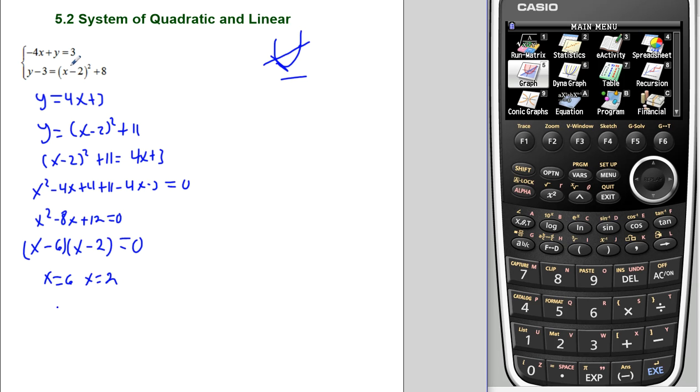You can plug it in right here, or you can plug it right here. I tend to be on the lazier side. So like here, I got 24, 27. So I have a coordinate 6, 27. And when I plug in my 2, I have 8, 11. So we can have 2, 11. All right. These are my two solutions.